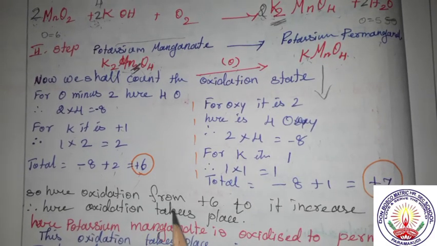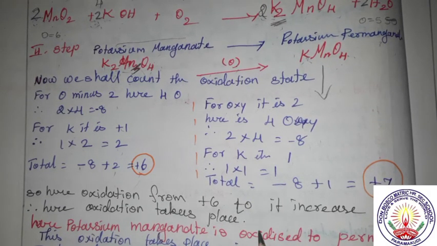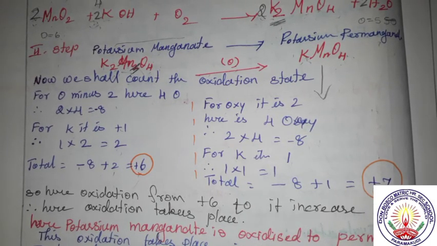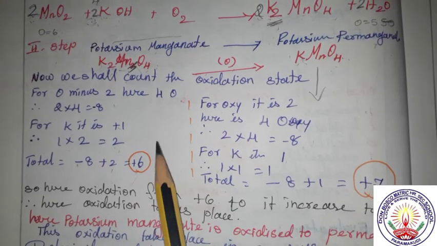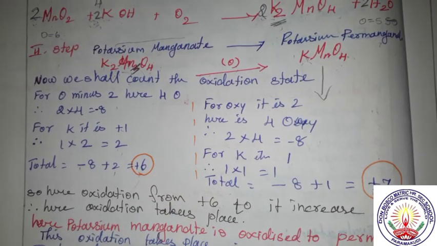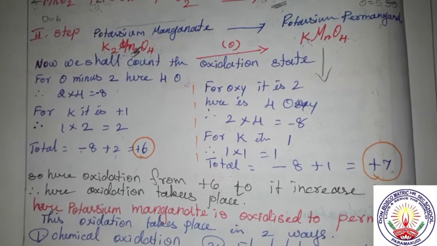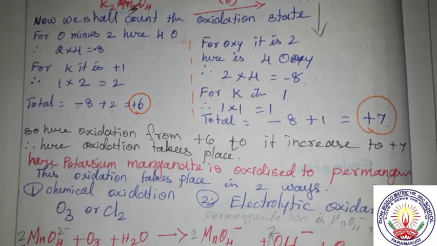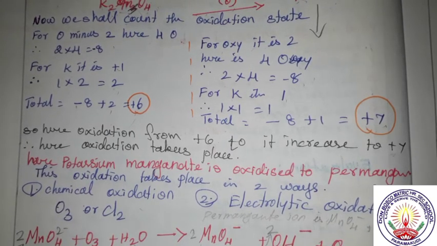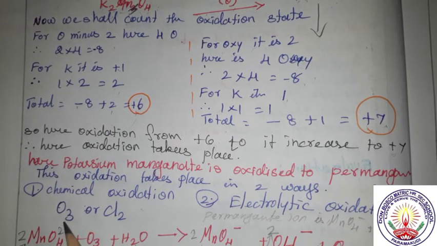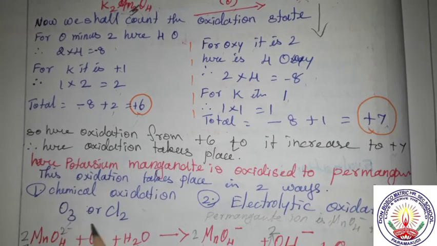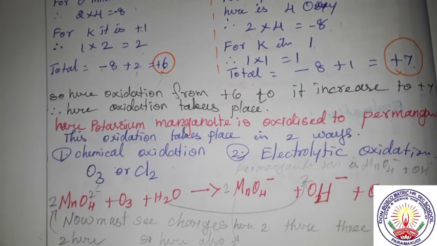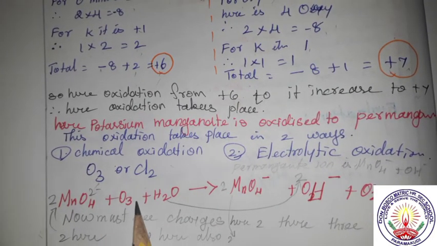So here the oxidation state increased from plus 6 to plus 7. Therefore here oxidation takes place. So in the second reaction the oxidation takes place. The oxidation takes place in 2 ways. The first one is chemical oxidation, the second one is electrolytic oxidation. In chemical oxidation we can add ozone or chlorine, and use these to do chemical oxidation. So now first we are using ozone and oxidizing this.